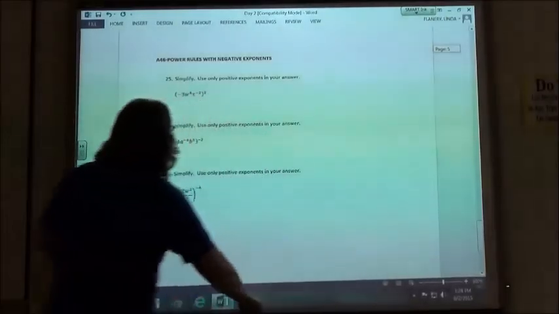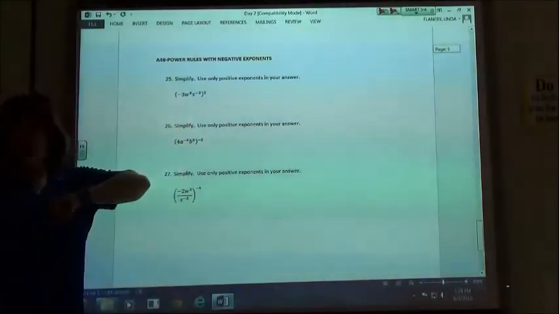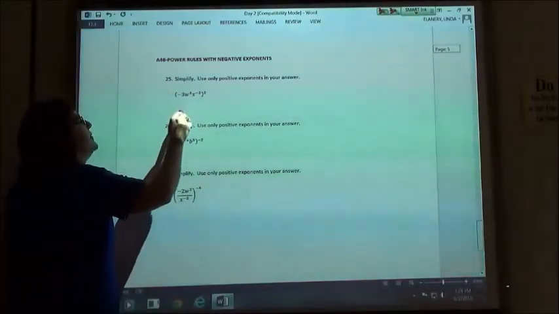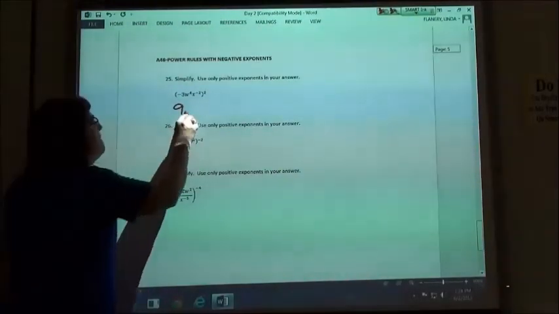So here, again, we're doing that power rule. Do you want to square that first, or do you want to get rid of the negative exponent first? It doesn't really matter. Which do you prefer to do? Square it first? Okay, so if we square everything, negative 3 squared is 9. w to the 4th squared is w to the 8th.